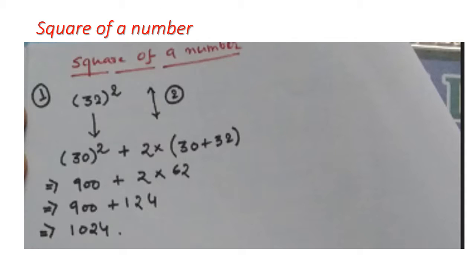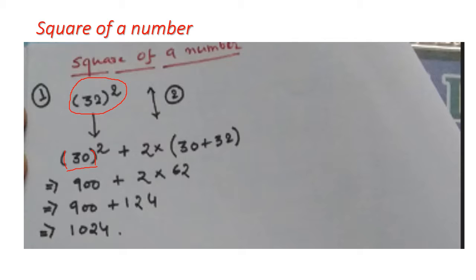So, square of a number. How easily we can find the square of a number. Here is an example. We need to find the square of 32. What is the nearest number where the unit digit is 0? It is 30. So write 30 square.